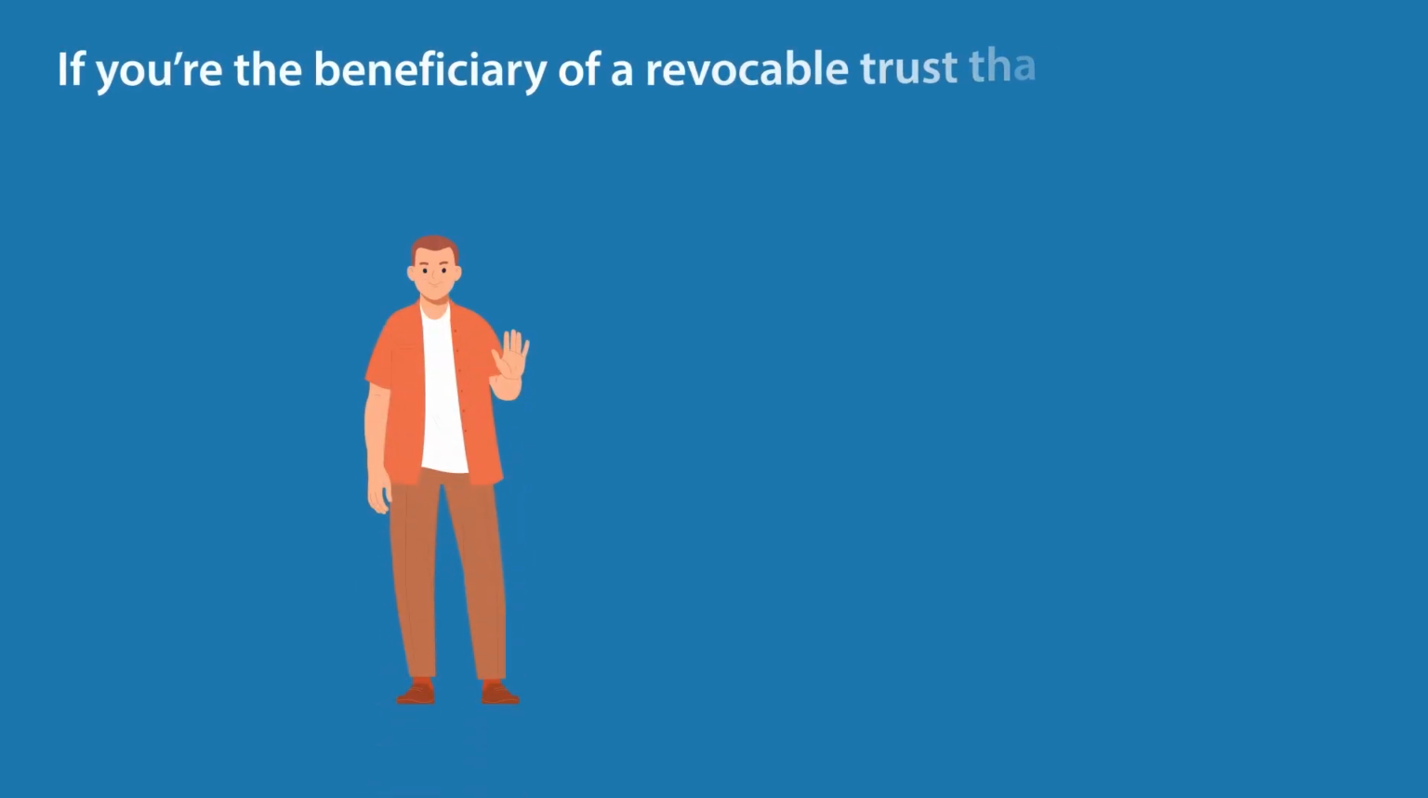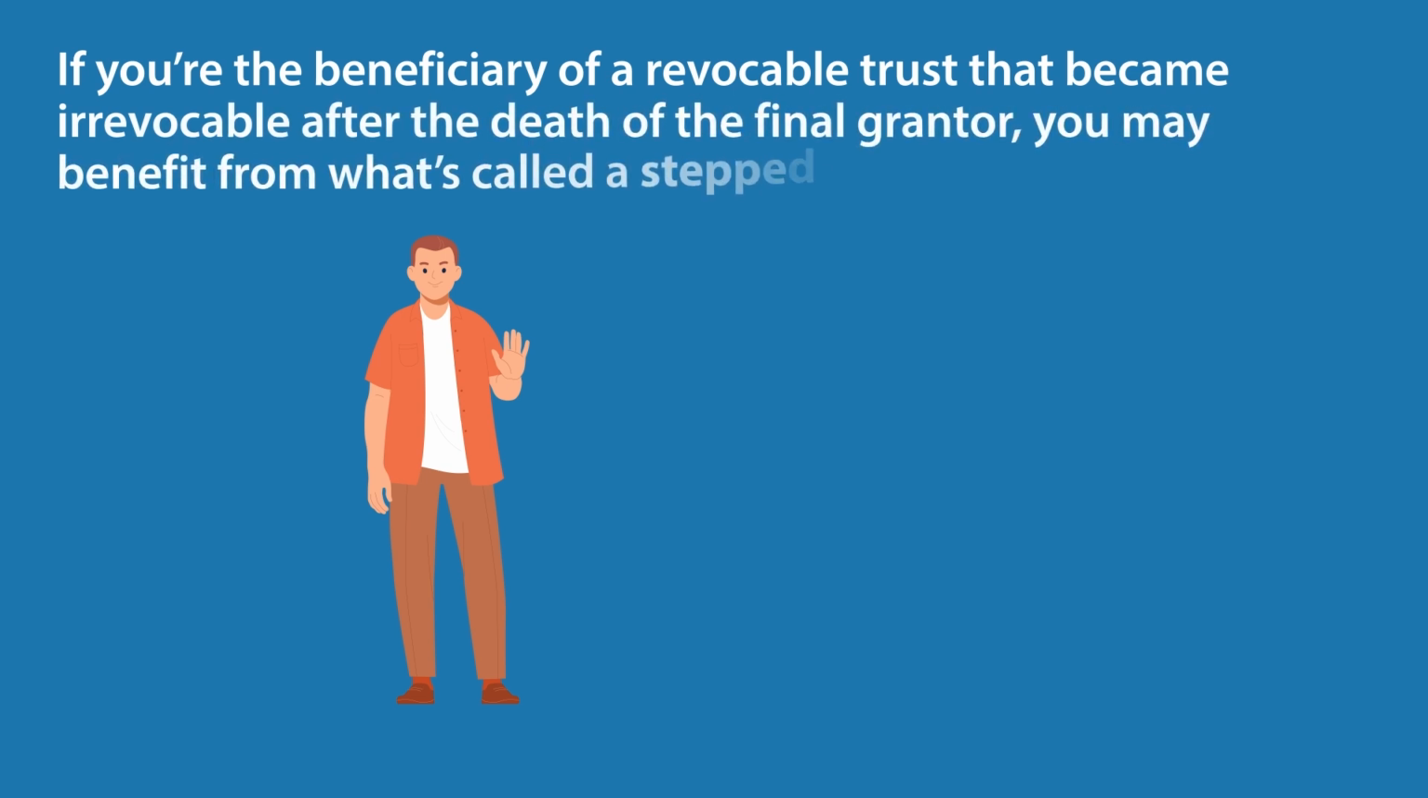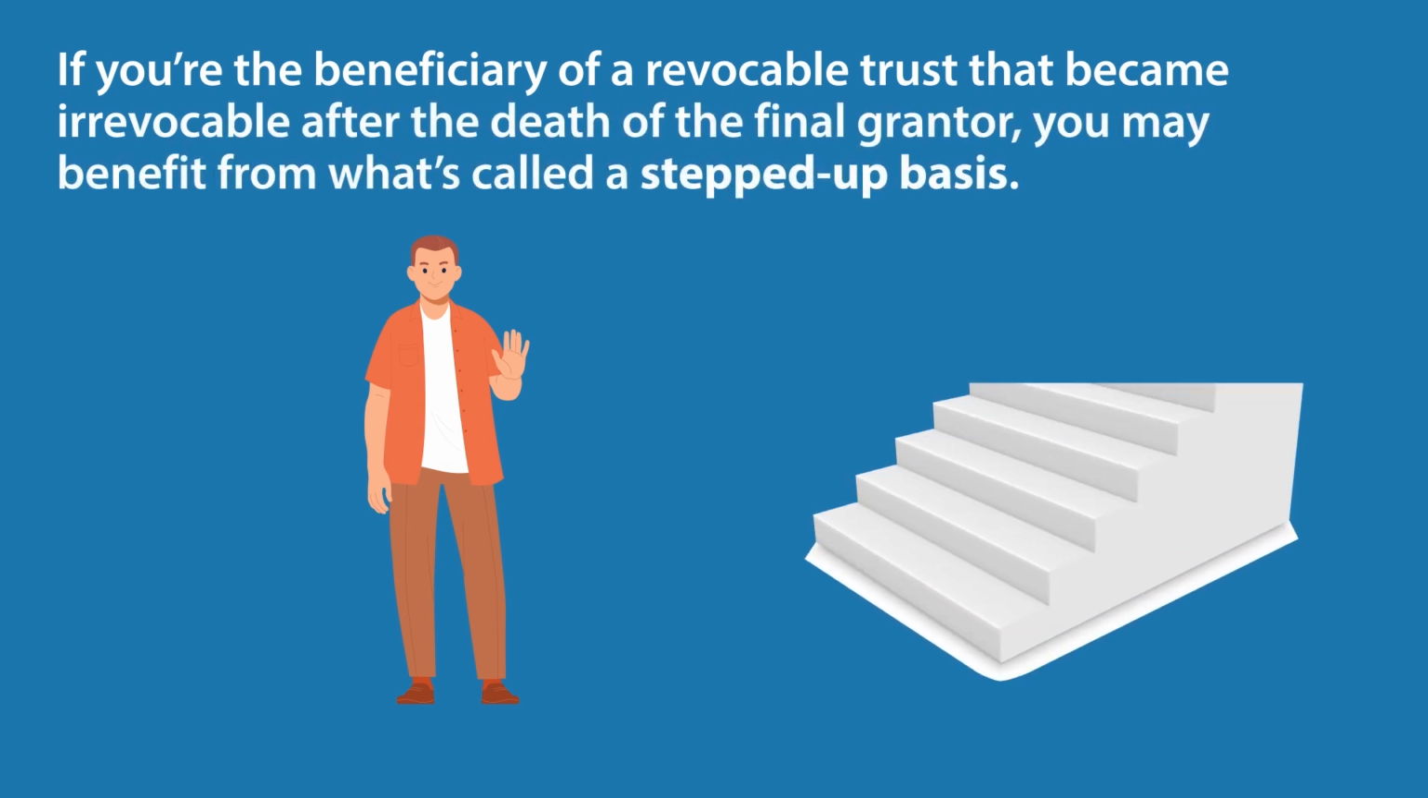With either type, the trust would pay the tax if the proceeds from the sale were reinvested back into the trust. However, if the gains are paid to the beneficiaries, then the beneficiaries are responsible for paying the tax. It can get complicated. If you're the beneficiary of a revocable trust that became an irrevocable trust after the death of the final grantor, you may benefit from what's called a stepped-up basis.